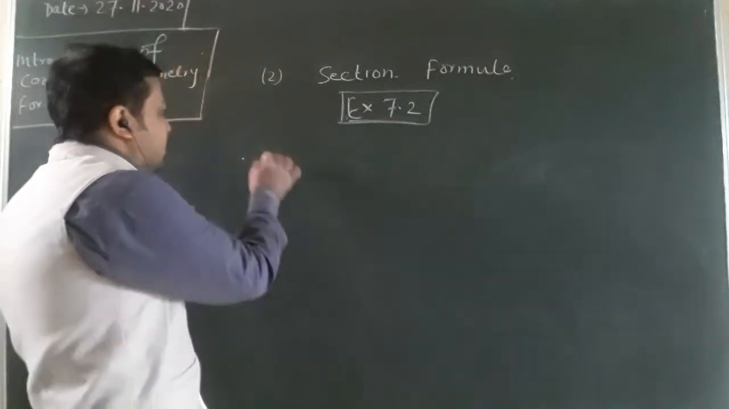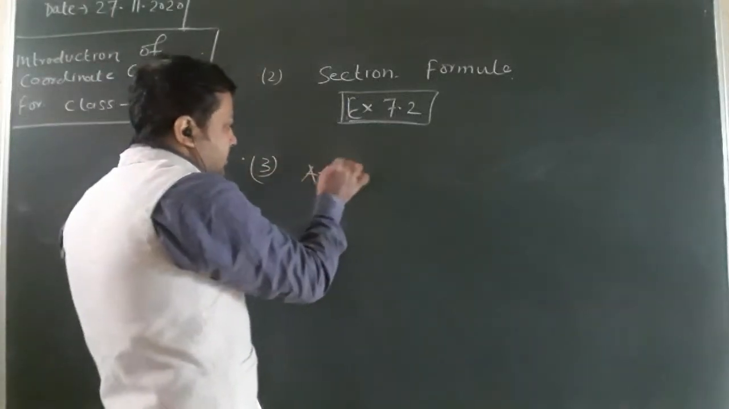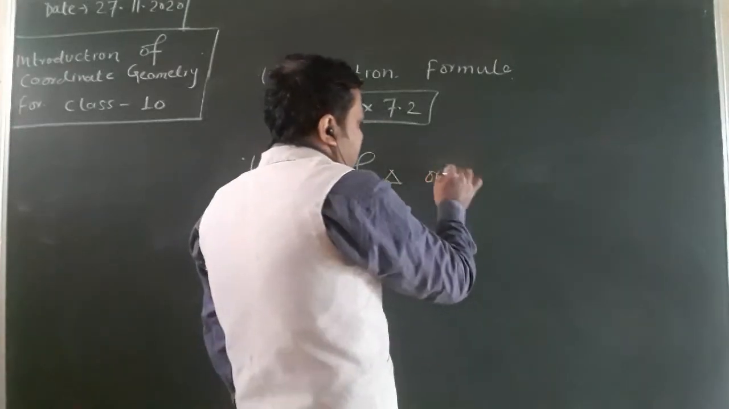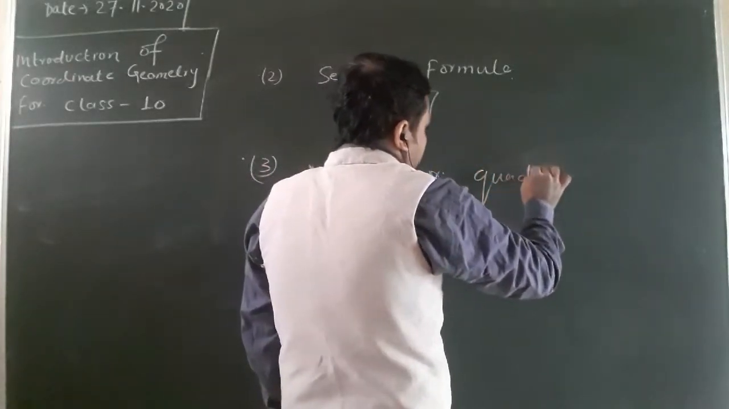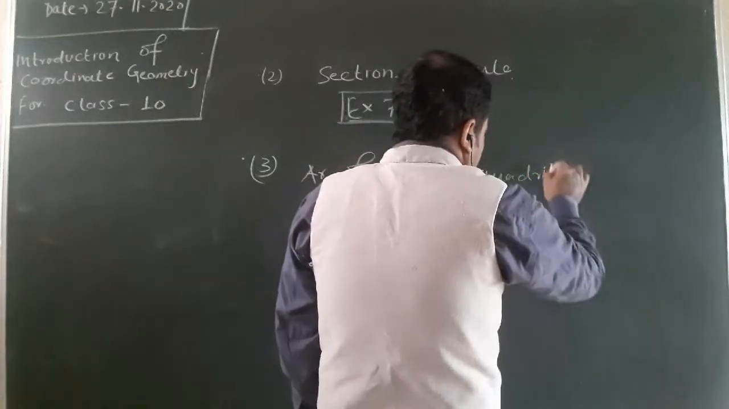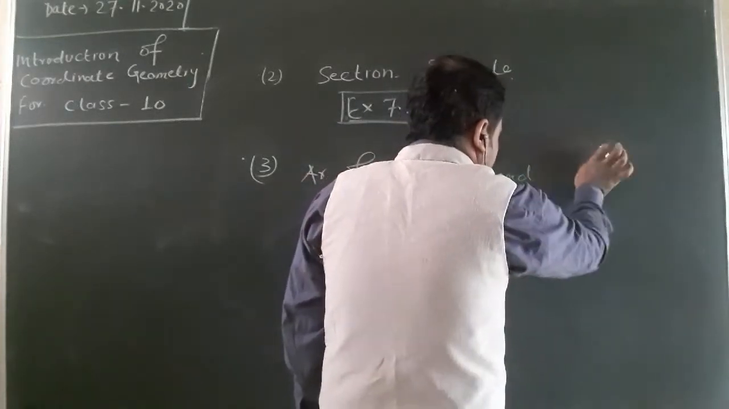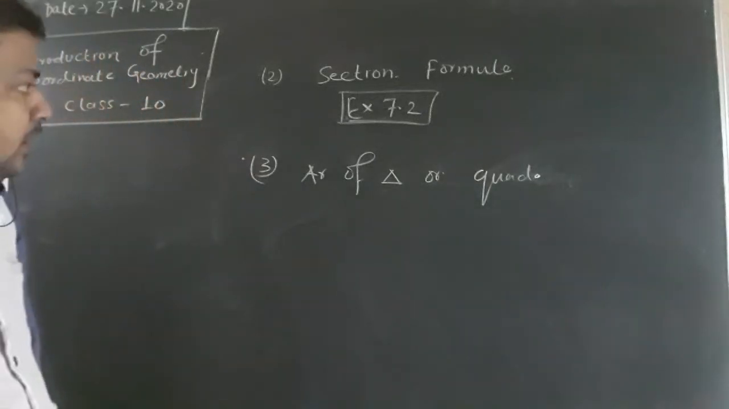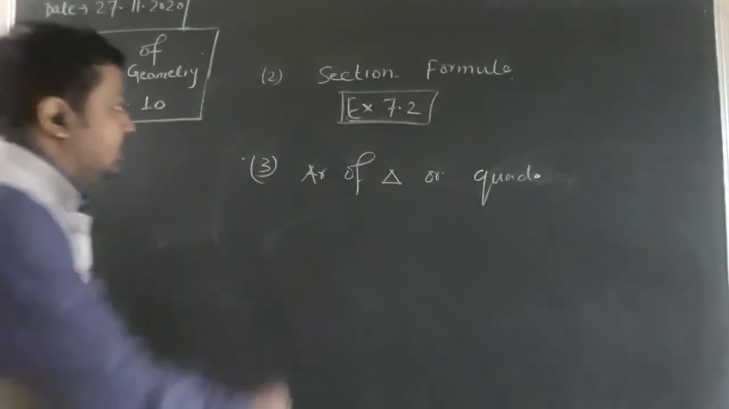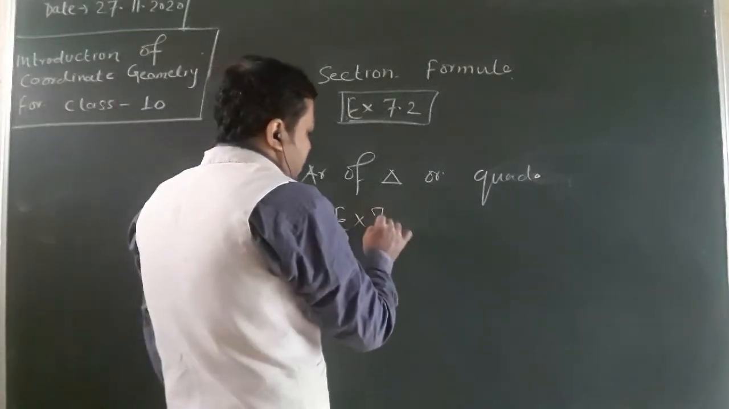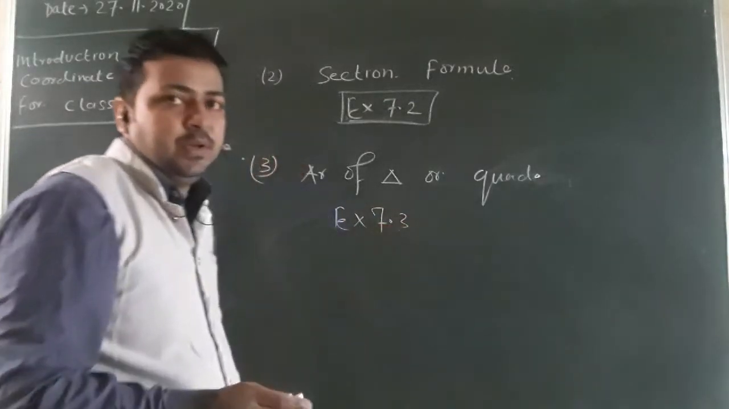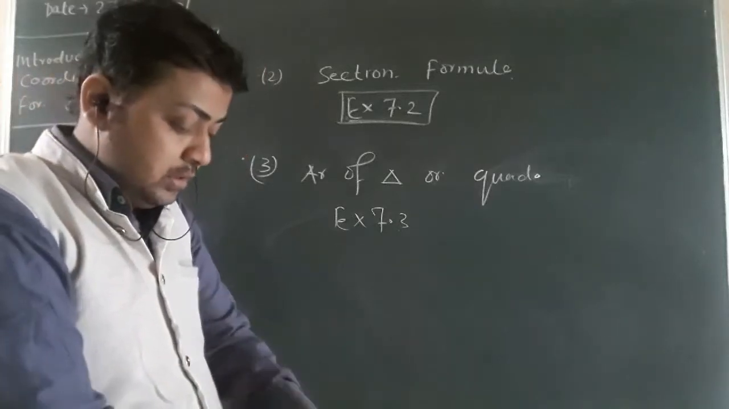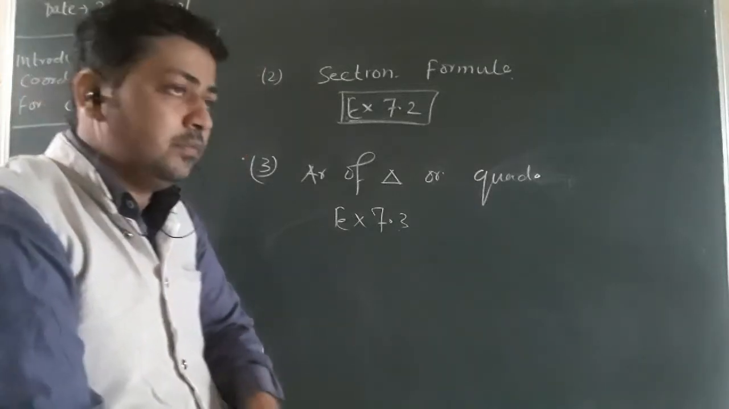The third portion is the area of triangles or quadrilaterals. These are the things you have to study in class 10. This is exercise 7.3, and after this the chapter will be completed. So let's discuss more about the distance formula.